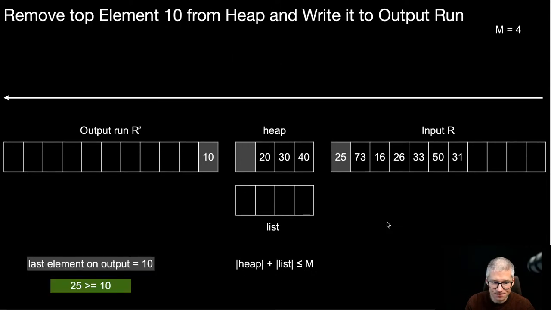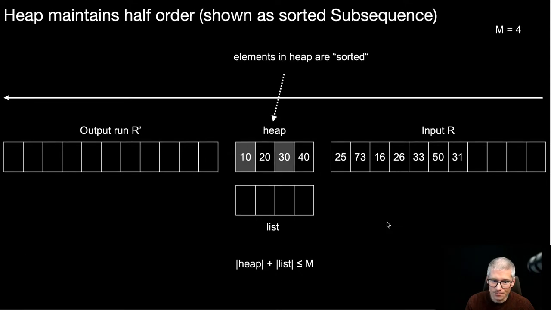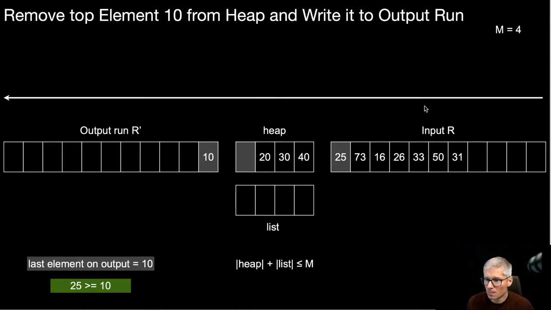Now what happens in the algorithm is you remove the first element from the heap, that is a 10, and write it to the output sequence. That happens on the next slide. I always mark what happens here in the title of the slide: remove top element 10 from heap and write it to output run. That happens here. So now this slot in the heap is empty, and 10 is the first element in the run we created. What I do now is keep a variable showing the last element I output, that is 10, obviously. I didn't have anything before, but now it's 10. 10 was the last element I output.